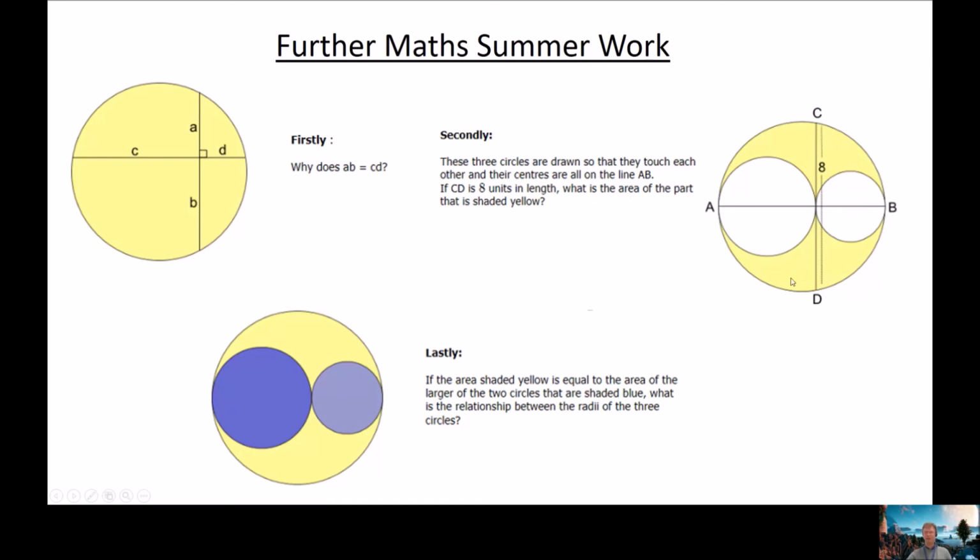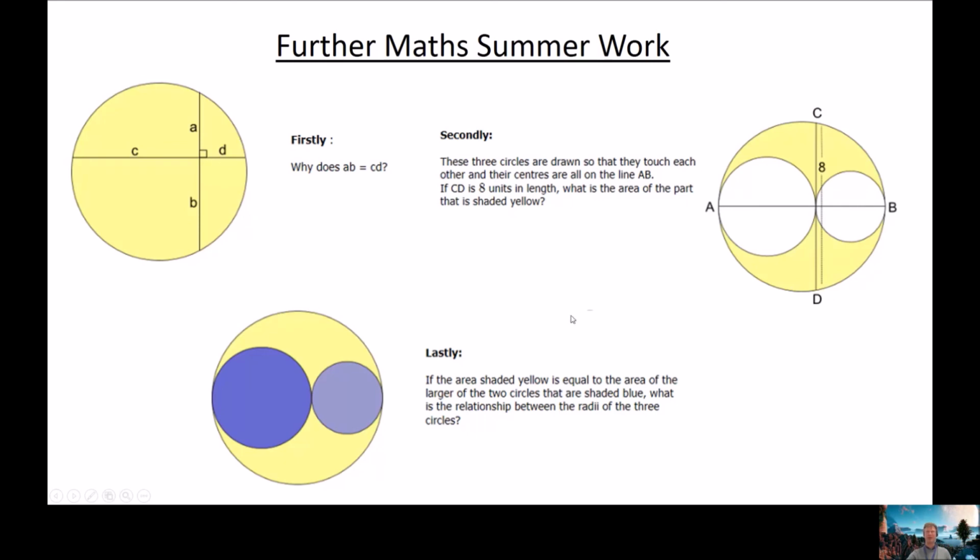Okay, to give you a little hint on that one, just assign some letters to the radii of the circles, and then I need you to think a little bit creatively to see if you can make a link between that second question and the first one, because the first one is there to help you do the second one, and that's where the creativity comes in.